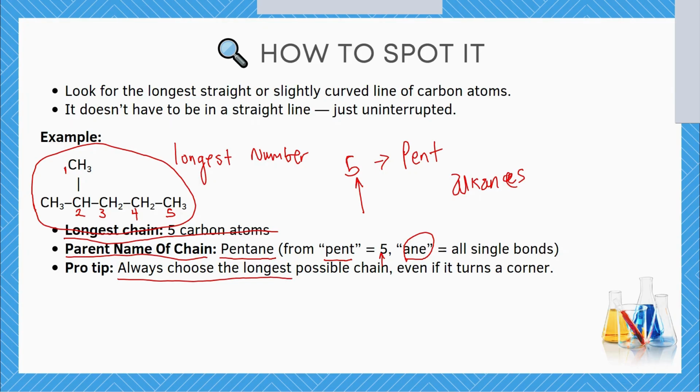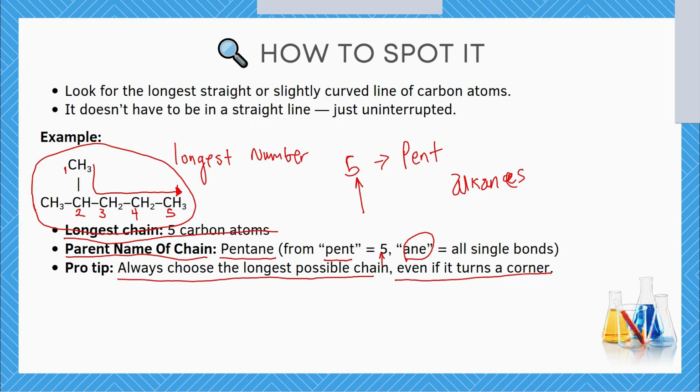So here is a pro tip for you to bear in mind. Always choose the longest possible chain, even if it turns a corner. You can see over here, when we started counting, we turned in a corner. We started from the top and then we moved sideways to the right direction.